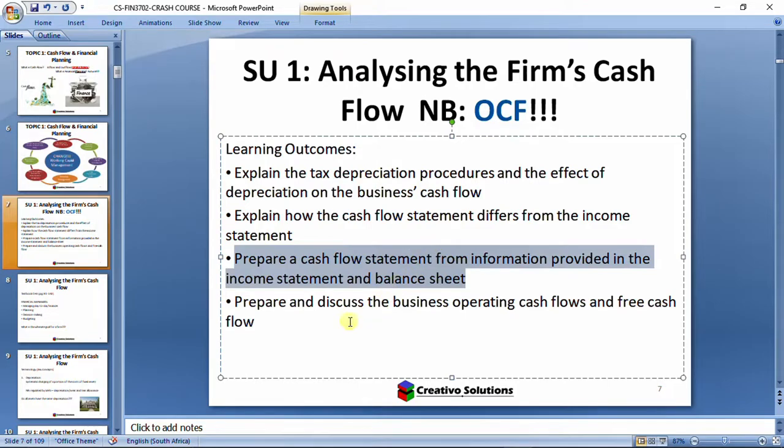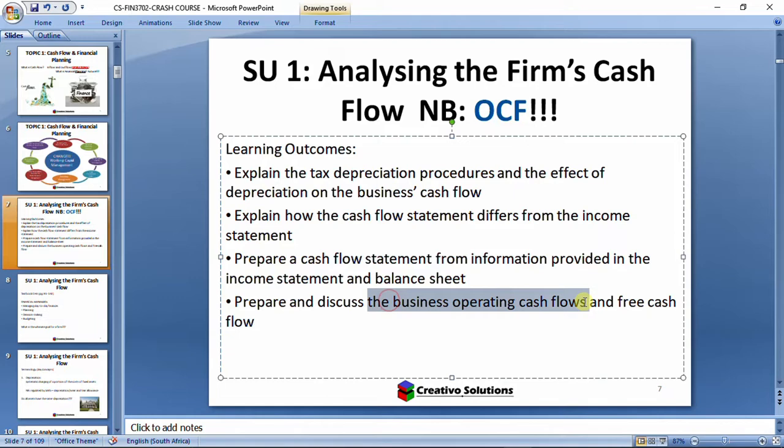And the last bit is just looking at operating cash flows and free cash flow. Right, this I've seen them test quite a bit. Free cash flow, they quite like this whole cash flow part of the first topic. Okay, but yeah, we'll get there eventually, and we'll cover some more practical questions at a later stage.